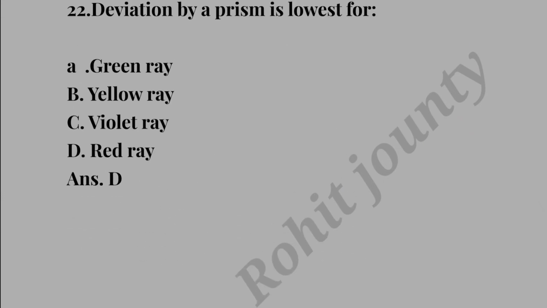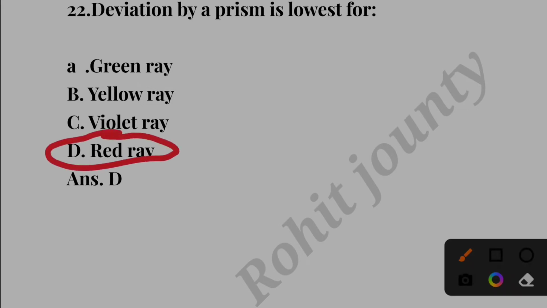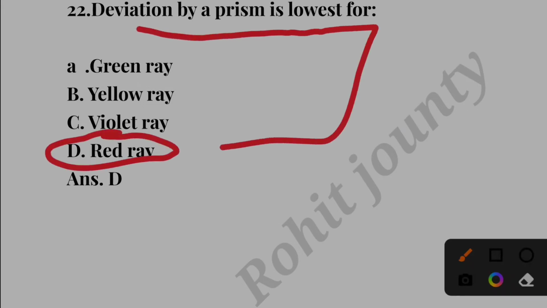Question number 22. Deviation by a prism is lowest for option A green ray, option B yellow ray, option C violet ray, option D red ray. The correct answer is option D red ray. Deviation by a prism is lowest for the red ray. Option D is the correct answer.